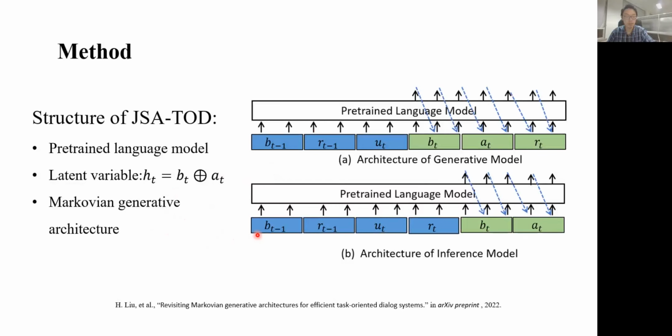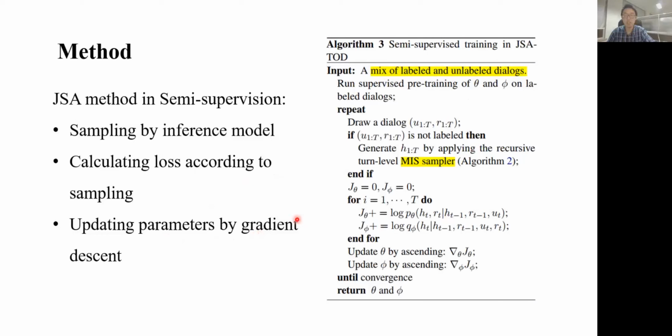When given a mixture of labeled and unlabeled data, we can conduct semi-supervision with our JSA-TOD system. First, we randomly draw a batch of dialogs. If the batch is not labeled, we first use the recursive turn-level MIS sampler to sample the latent variable. The sampling method is comprehensively introduced in the paper and is skipped here due to time limitation. After the sampling is done, the unlabeled batches are treated the same as labeled batches, and we can calculate the cross-entropy loss of both inference model and generative model and update the parameters.